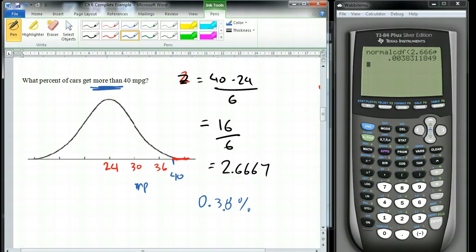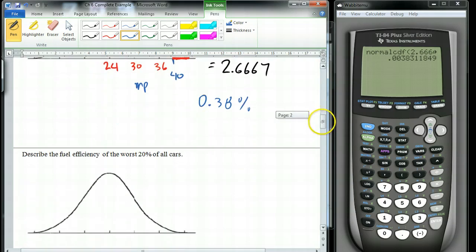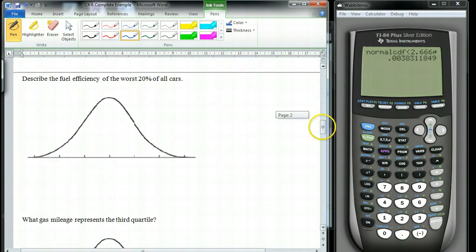Okay, let's see the next one here. Describe the fuel efficiency of the worst 20% of all cars. Now we have to work backwards. So now they're telling us, let me label this here. There's 24.